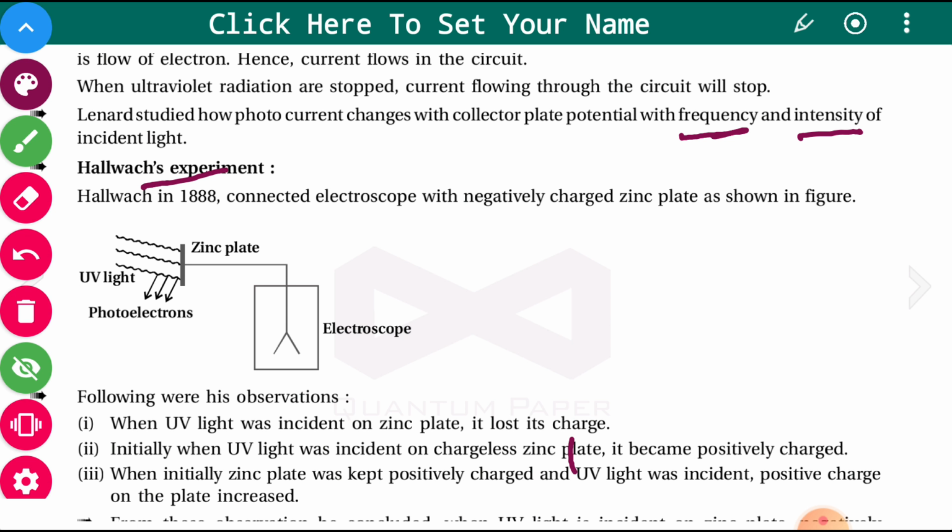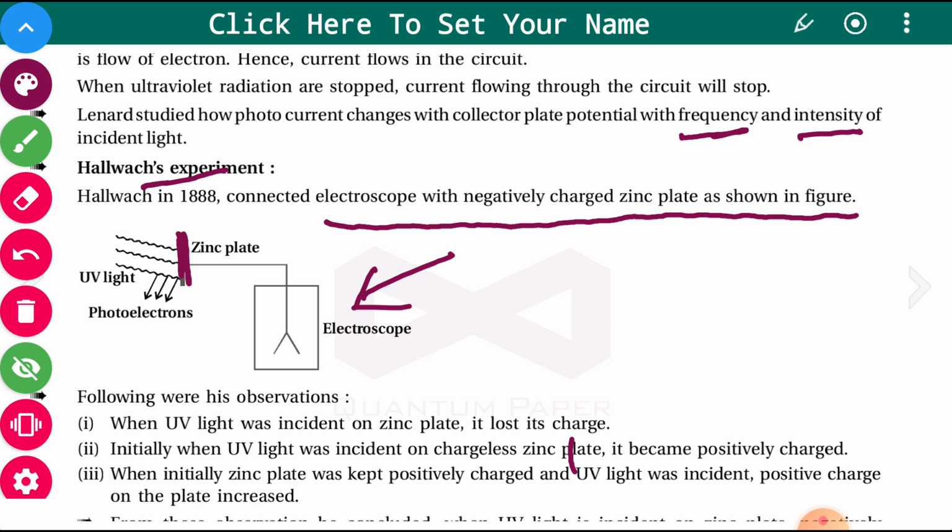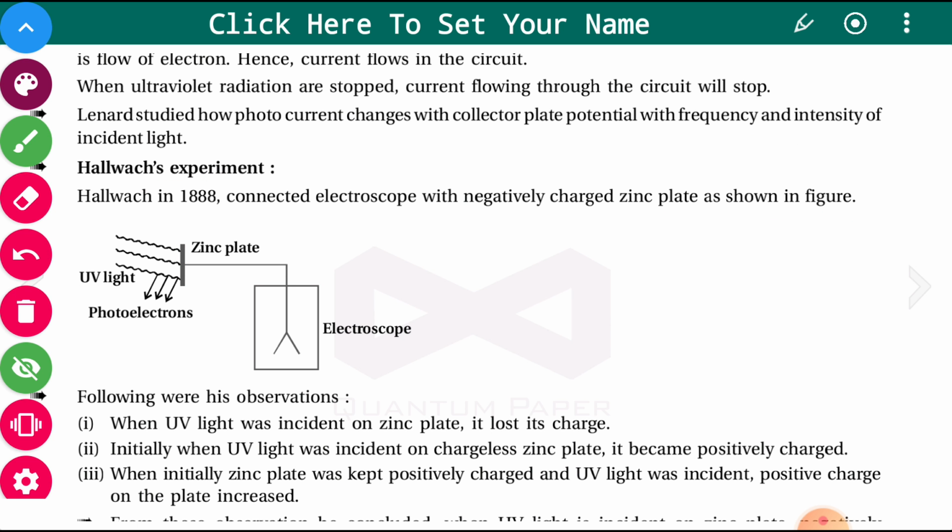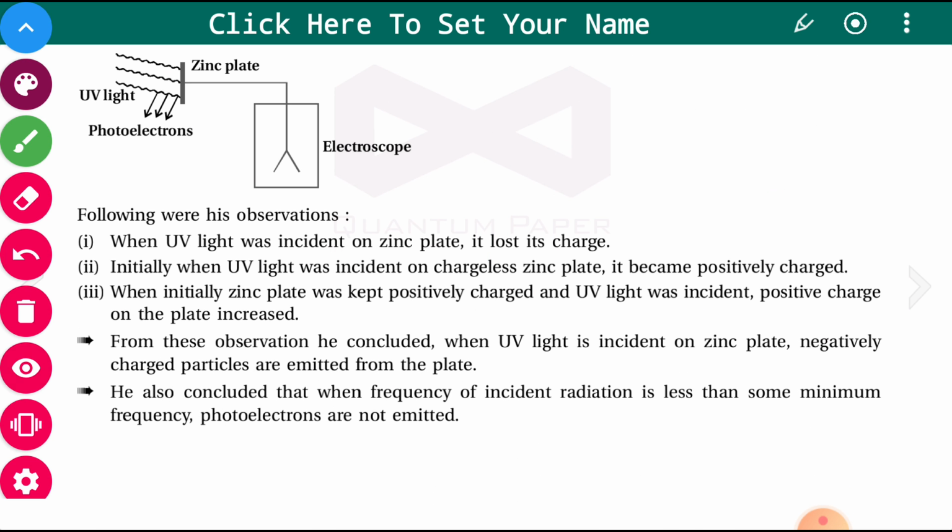Now, Hallwachs' experiment. He connected an electroscope with a negatively charged zinc plate, which is shown in this figure. See, this is the zinc plate which is negatively charged, and it is connected with the electroscope. So the electroscope determines whether there is charge on the zinc plate or not. Now his observations are like this.